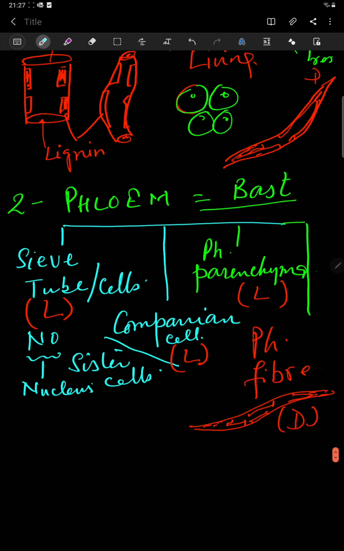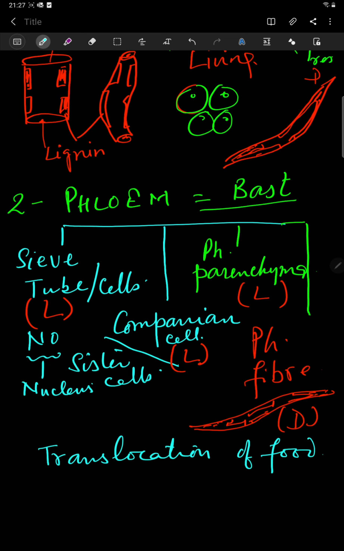As we know, the function of phloem is translocation of food. We know that the food is translocated in all directions. The direction is always from where it is formed towards that side where it is needed. It is formed in the leaf and then it moves downward, in root and stem, in different branches where it is required.